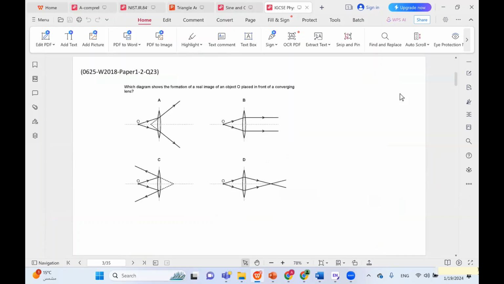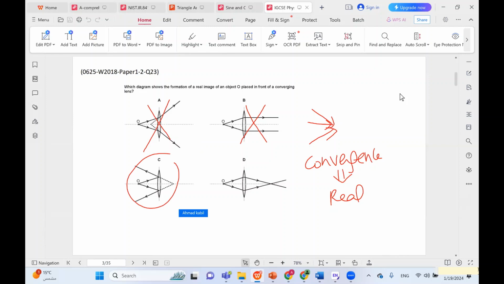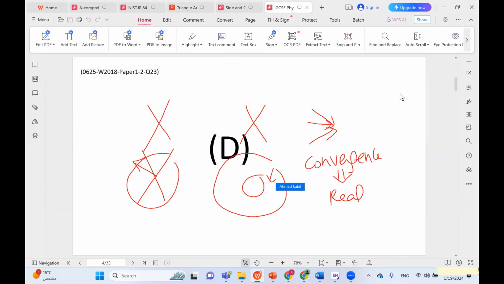Which diagram shows the formation of a real image of an object placed in front of a converging lens? So you need to know that a real image is formed by the intersection of, or the convergence of, light rays. This is what gives you a real image. So we're looking for a diagram where the light rays are converging. So definitely not this one. Definitely not this one because they are diverging. This is very weird because they are being reflected. So again, this is incorrect. The correct answer here is choice D because you can see that the light rays are converging. So D is the correct choice.